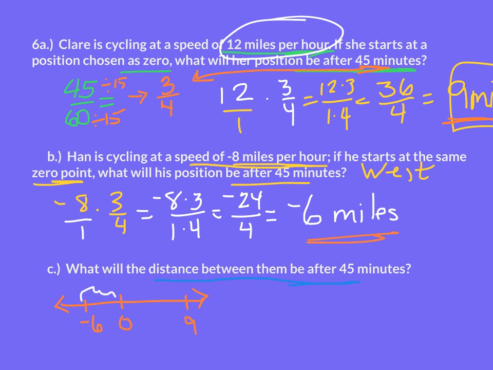So now we really just need to look at the distance between these two. How far is it from -6 to 0? That would be 6 units. And to get from 0 to 9, that would be 9 units. So altogether, that's 6 plus 9. I know, of course, it's 15. And that's 15 miles.